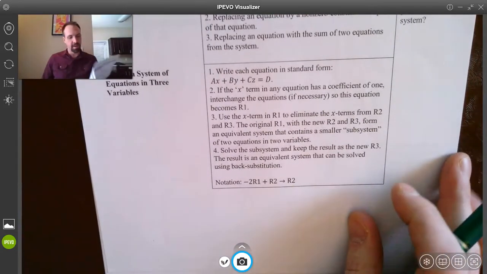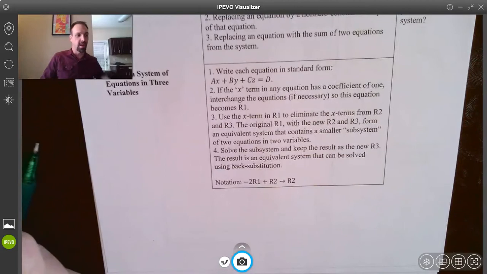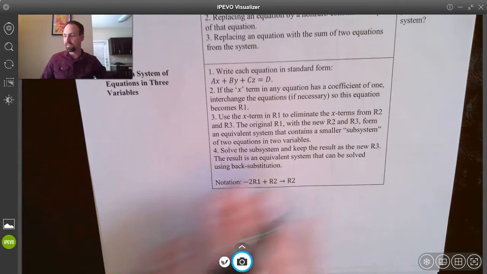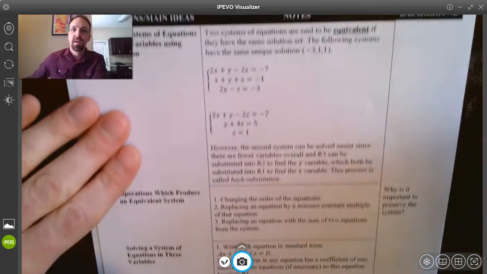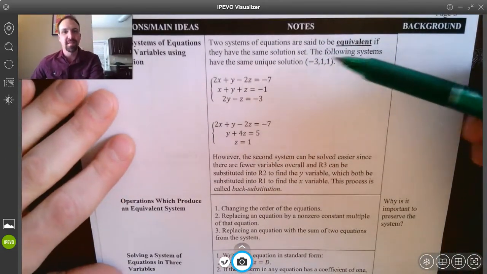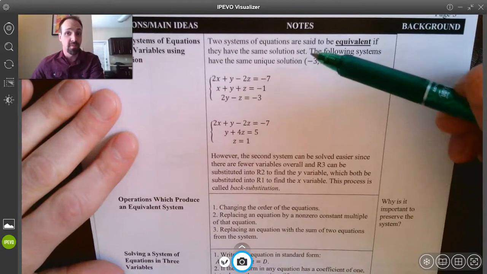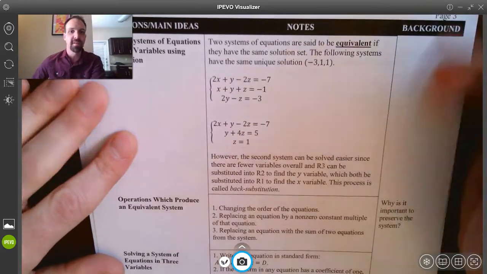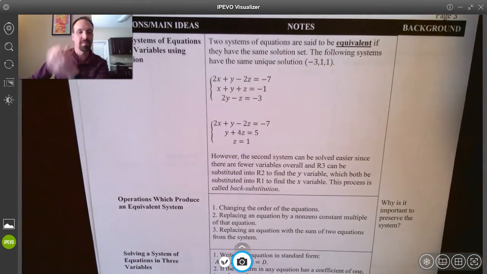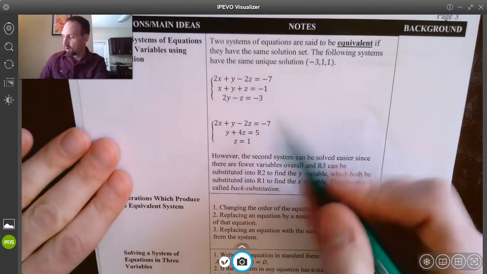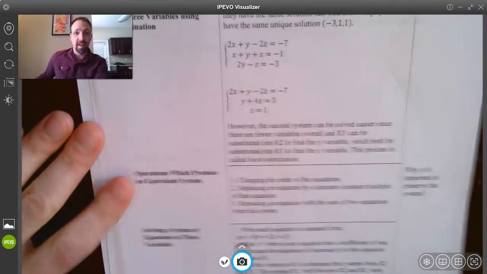So before we go in and solve, we're going to first jump in and talk about the steps to solving. When you solve these, systems are said to be equivalent if they have the same solution set. So both of these different systems here have the same solution set. These are equivalent. One of these is a lot nicer to work with.